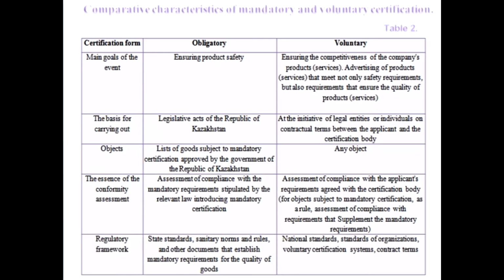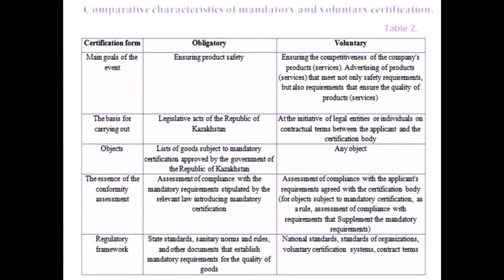Objects. Obligatory is a list of goods subject to mandatory certification approved by the government of the Republic of Kazakhstan. Voluntary is any object. The essence of the conformity assessment. Obligatory is assessment of compliance with the mandatory requirements stipulated by the relevant law introducing mandatory certification. Voluntary is assessment of compliance with the applicant's requirements agreed with the certification body. For objects subject to mandatory certification, as a rule, there is assessment of compliance with the requirements that supplement the mandatory requirements.